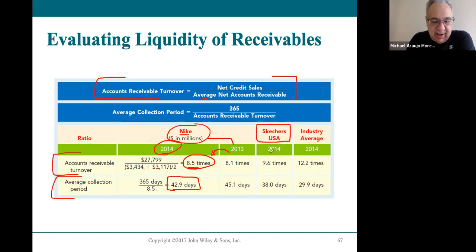Skechers here has slightly better numbers, right? Their turnover rate, 9.6 times a year, is better than Nike, but still not at 12 or higher. So they're below. They're collecting their receivables every 38 days. Again, that's not great. If you want to get paid every 30 days and you're waiting 38 days, it's not a great thing, right? So again, receivables are going to turn into cash. That's why it's so important to keep track of this.